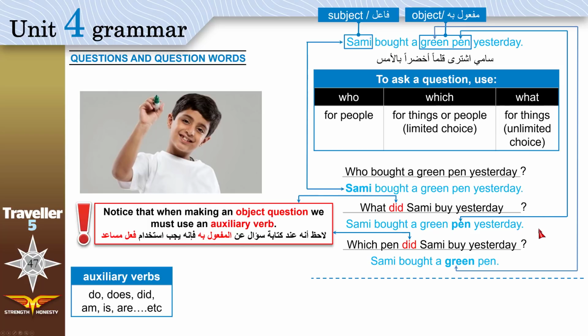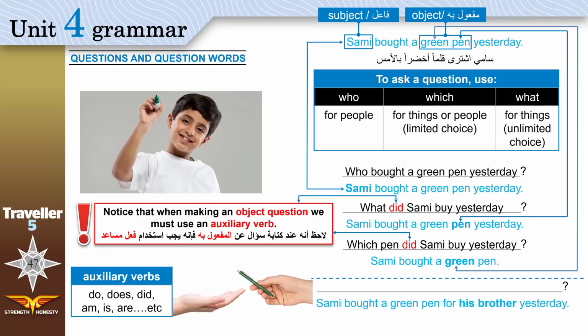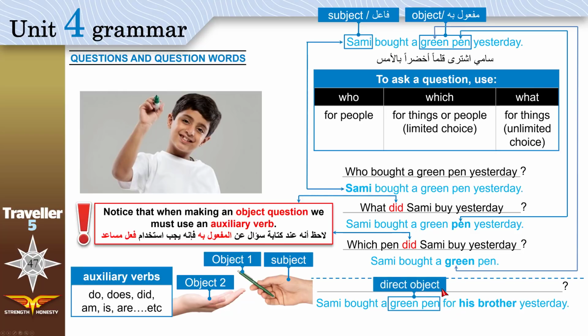Excellent. Let's continue. Let's ask another question, but this time, Sammy bought a green pen for his brother yesterday. I want the short answer to be his brother. First of all, you need to understand that Sammy is the subject. You know that. And green pen is the object. What about his brother? His brother is also an object. It is a second object. The first object is what we call the direct object. Object number two is what we call the indirect object.